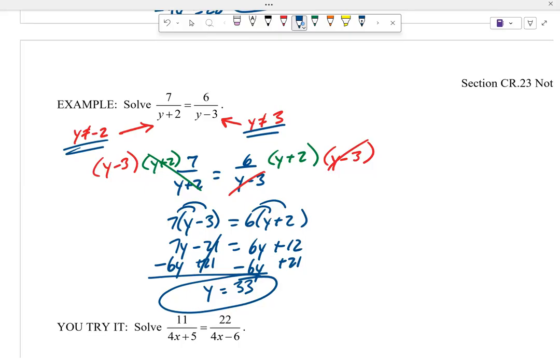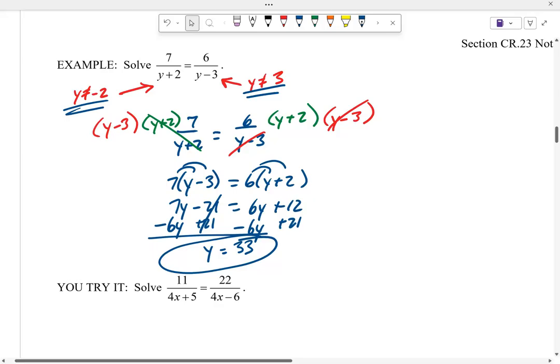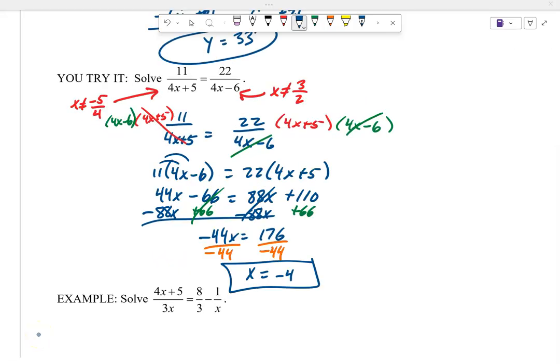Similarly, go ahead and try this next one. You try it. Go ahead and pause the video and try that problem. So here, hopefully you notice at the beginning that x can't be negative 5/4, right? If I let 4x plus 5 equal 0 and I solve that, that can't be 0. So x cannot be negative 5/4. And then over on the other side, it's positive 6/4 or 3/2, right? Can't be 3/2. But this one ends up being negative 4, so we don't have an issue. It's not an extraneous solution. Negative 4 would satisfy that one.